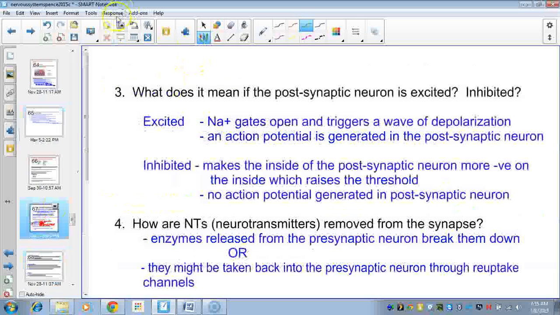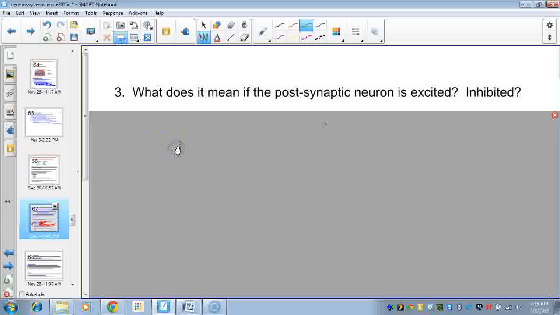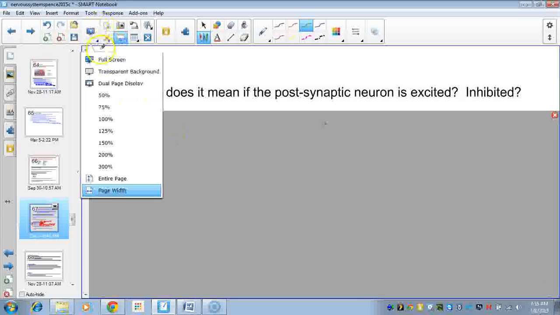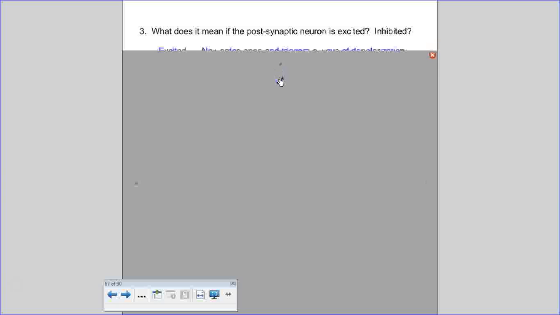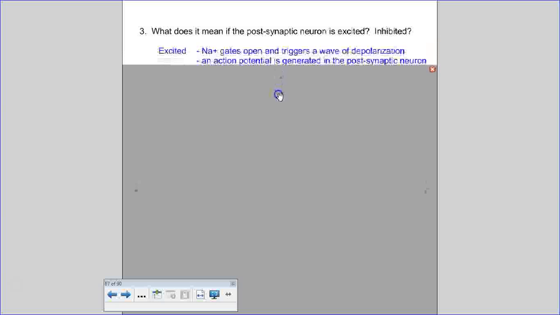Question 3 asked what does it mean if the postsynaptic neuron is excited or inhibited? So if it's excited, it means that they must have opened some sodium gates, and basically when enough sodium has gone in, it reaches the threshold level and it causes or triggers the next wave of depolarization to happen. Okay, so it causes the action potential to happen in the next neuron.